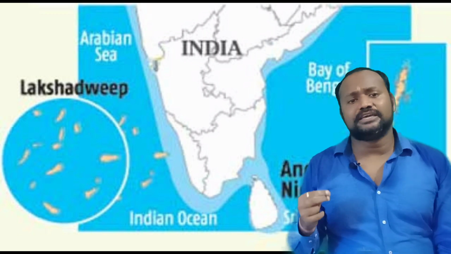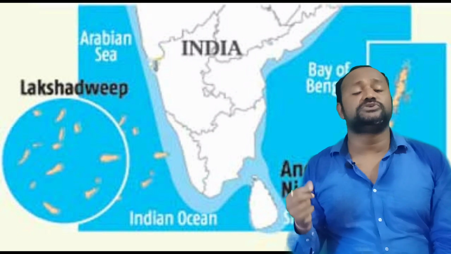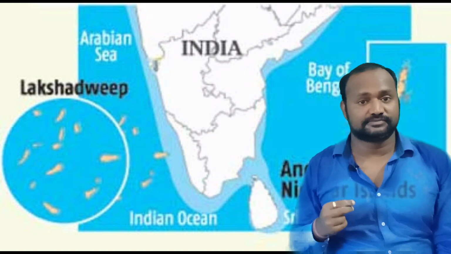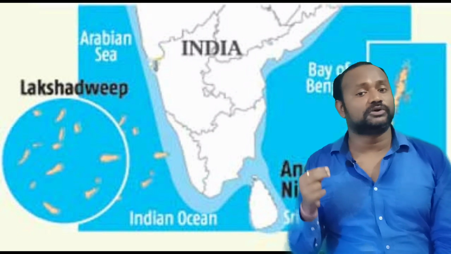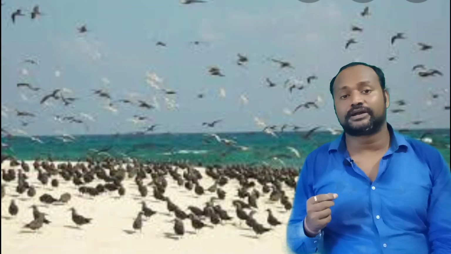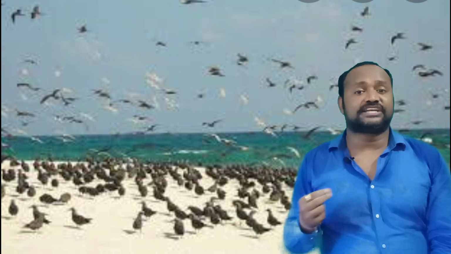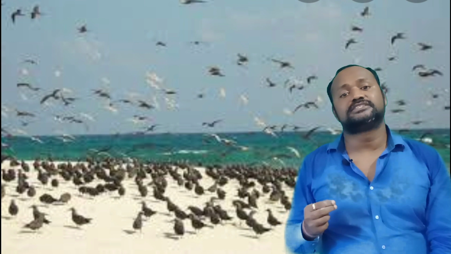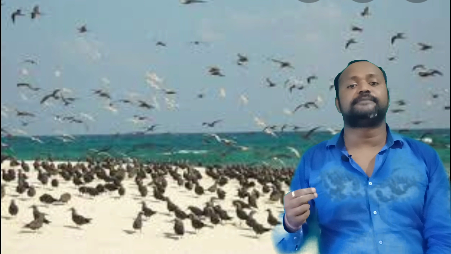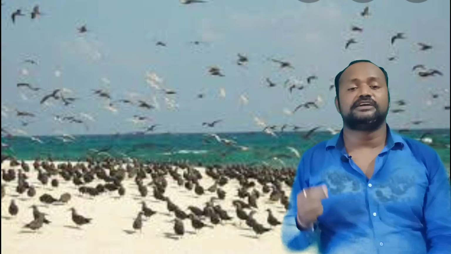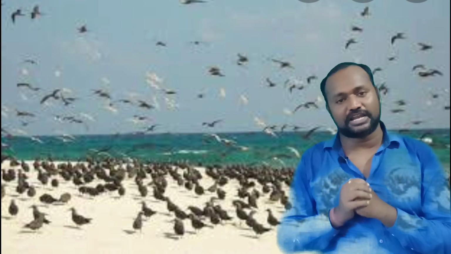Okay, Lakshadweep is mostly formed due to the deposition of corals. The total area is about 32 square kilometers. Next, it has a very small island which is called Pitti Island, which has a bird sanctuary. And the administrative town of Lakshadweep is Kavaratti. These are some important facts about Lakshadweep.